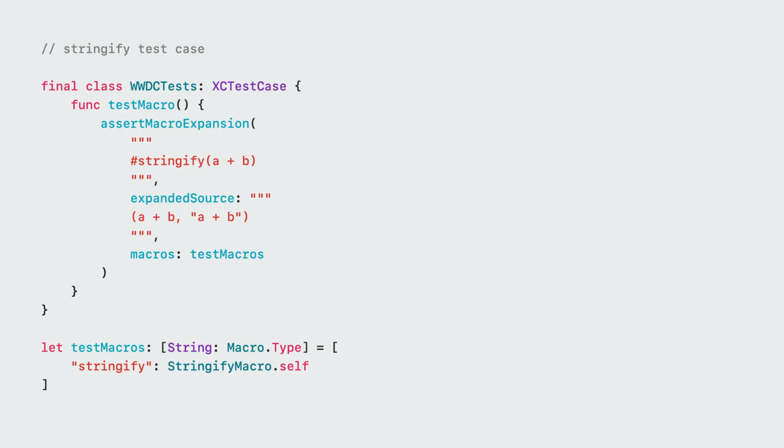This test case uses the assert macro expansion function from the Swift syntax package to verify that the stringify macro expands correctly. It takes the stringify a plus b expression that we saw before as input and asserts that after the macro is expanded, it produces a tuple containing a plus b and the string literal a plus b. To tell the test case how to expand the macros, it passes the test macros parameter, which specifies that the macro stringify should be expanded using the stringify macro type.